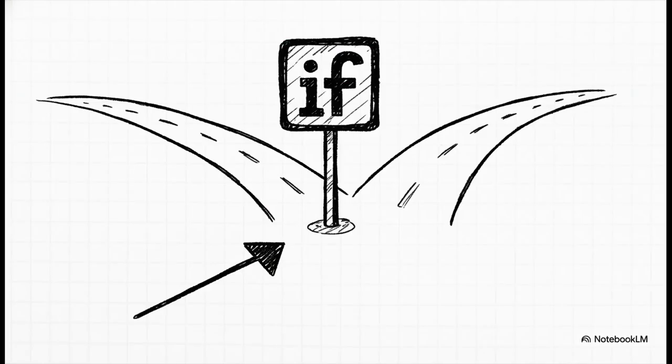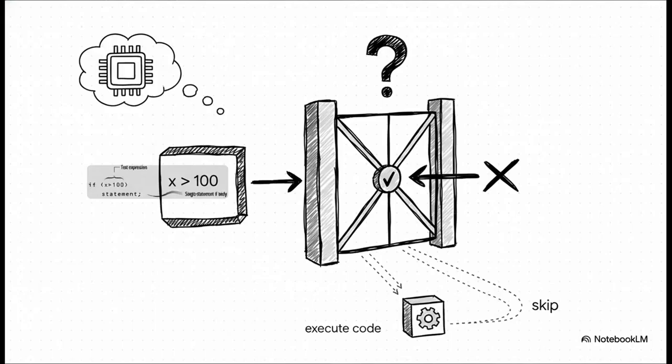And the tool that we use to create this fork, the most fundamental, most important decision-making command in all of programming, is the if statement. And the beauty of it is its simplicity. The computer just asks a question. If this condition is true, for example, is this number x bigger than 100? If the answer is yes, then it runs the code right after it. But if the answer is no, it just skips right over it and moves on. It's basically a one-way gate.